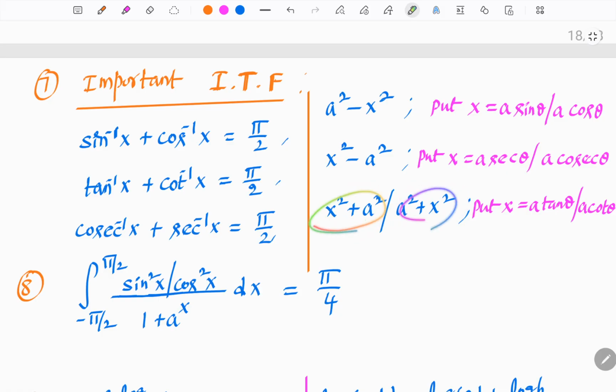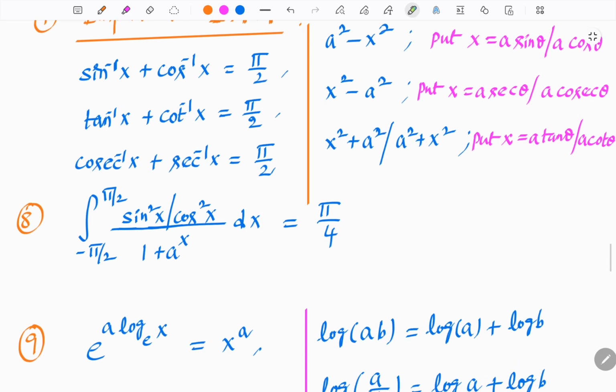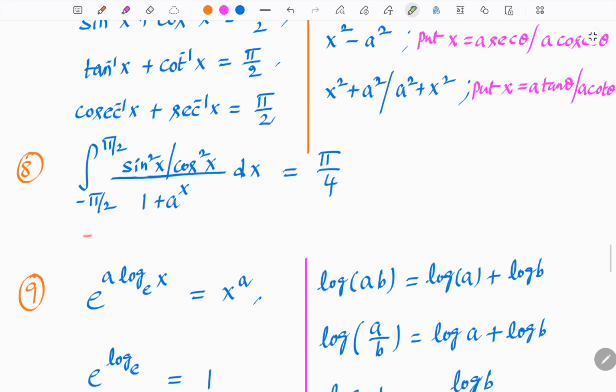X square plus a square or a square plus x square, then put x equal to what? A tan theta or a cot theta. So it is also an important formula. Next, see one more. If it is minus pi by 2 to plus pi by 2, either sin square or cos square dx by 1 plus a power x, either it will be sin square or cos square, then what is the answer? Fixed answer, pi by 4 is the answer.